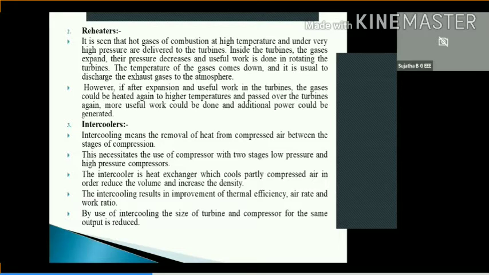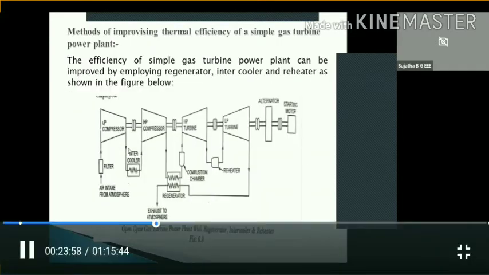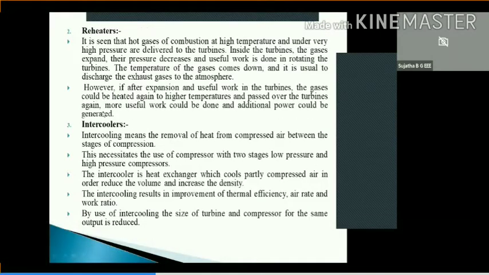By using intercooling, the size of the turbine and compressor for the same output is reduced. Here you are increasing the density, you are reducing the volume. Otherwise, the size of the turbine and compressor would be more. So that can be done by using an intercooler. This is placed between the two stages of the compressor. So you see here we have the intercooler placed between the two stages of the compressor. Okay, so this is about the intercooler.